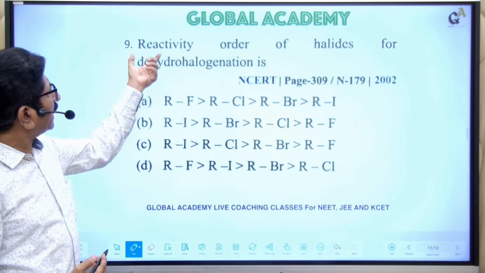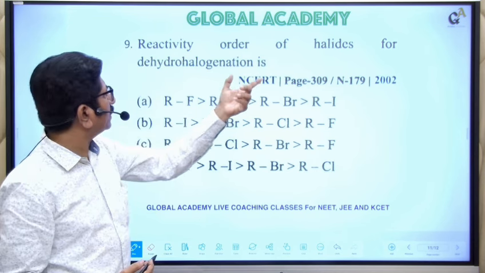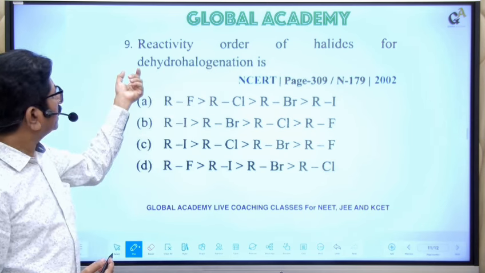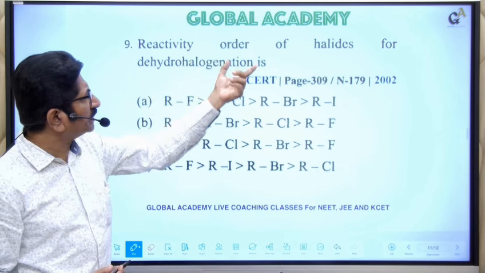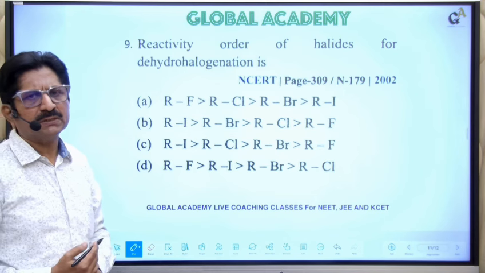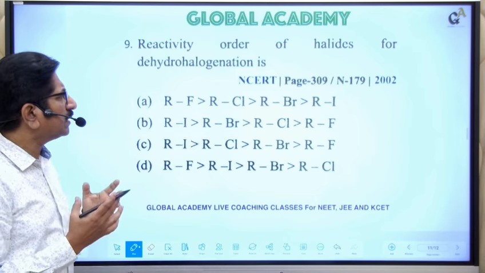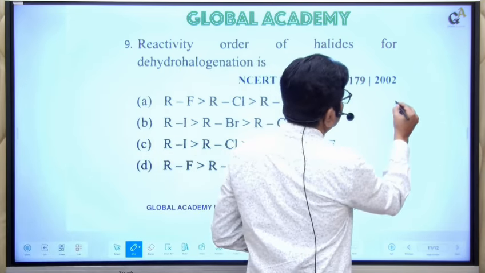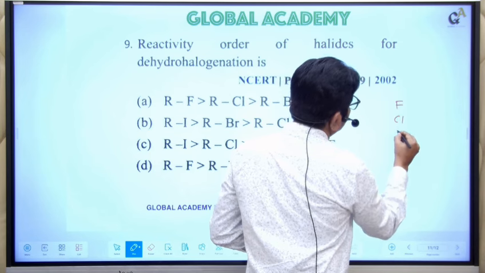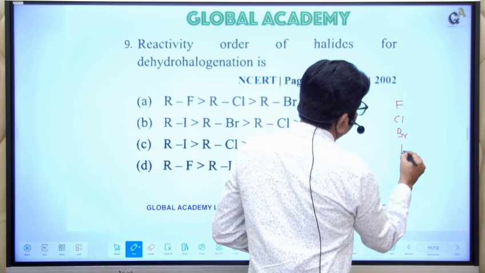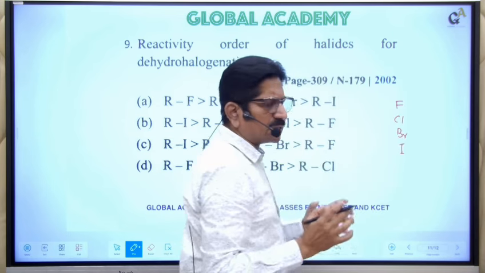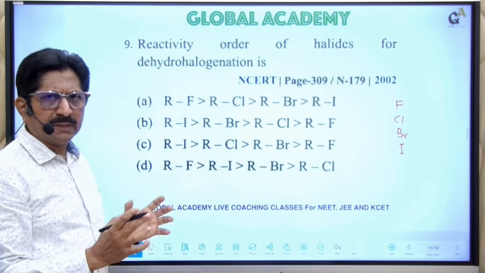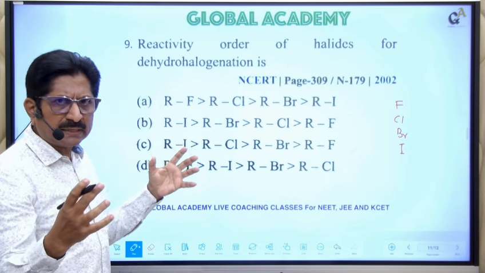Ninth one. The reactivity order of the halides for dehydrohalogenation is the question. Once again here you can see the halogens, that is fluorine to chlorine to bromine to iodine. Now fluorine is small in size compared to iodine. As we go down, the size goes on increasing.